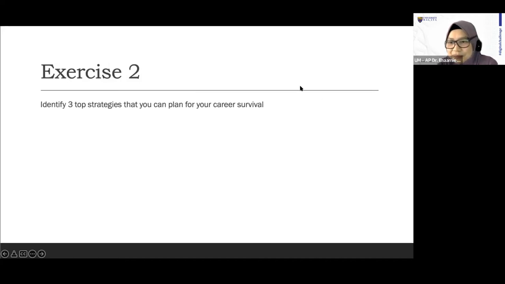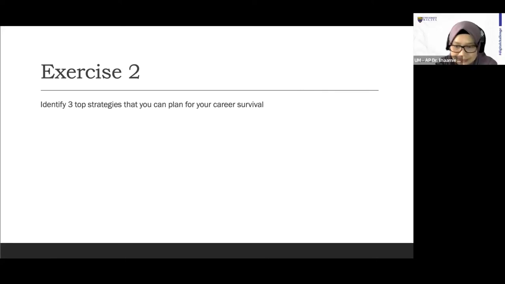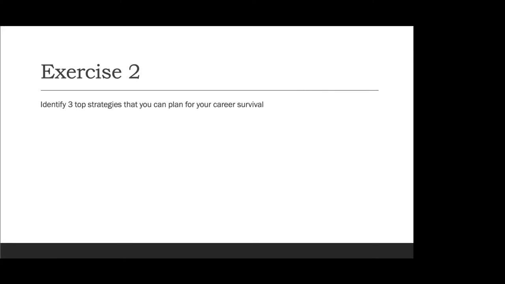Next group. Next slide? Group 3, next group. Dr. Ilhaamie, group 3 tak ada. Oh, group 3 tak ada. Tadi memang tak ada siapa yang masuk. So, group 4 teruslah. Okay.